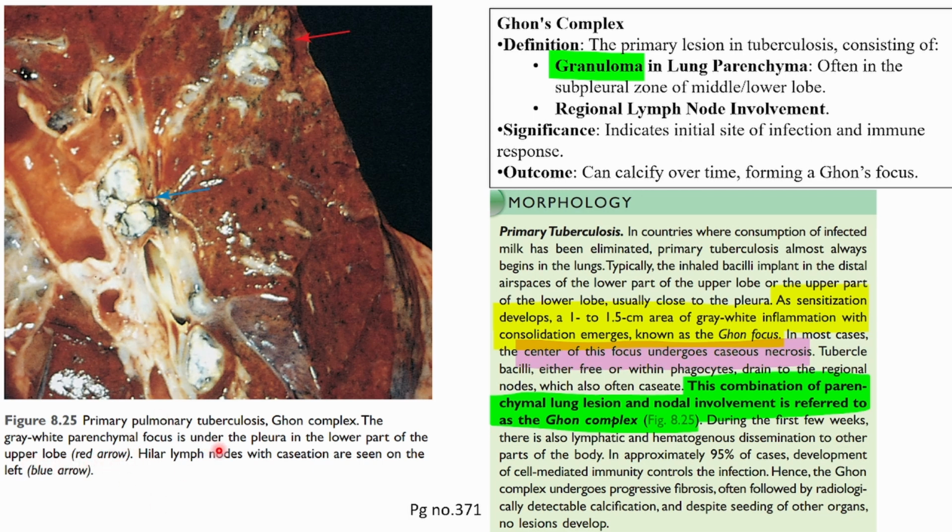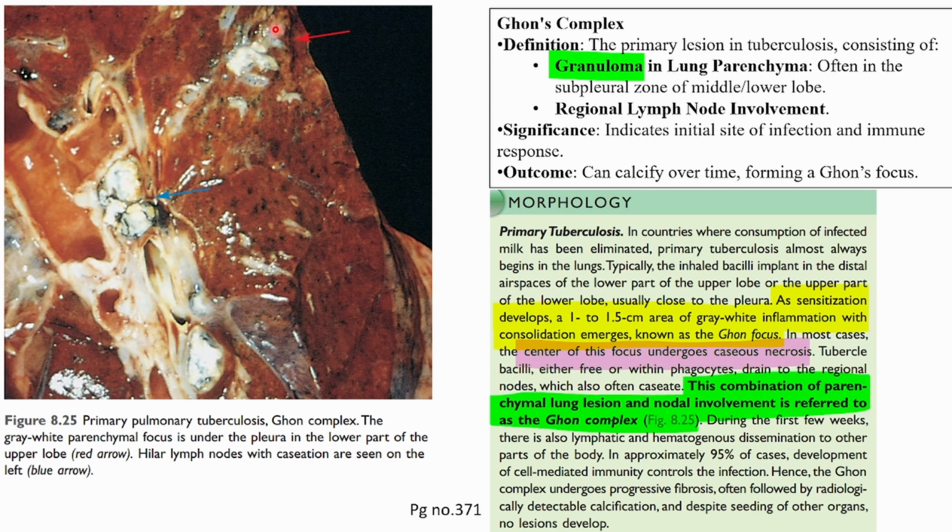It's called the hilar lymph node, and there is also involvement of the hilar lymph node with caseation, seen on the left, which is the blue arrow here. So you can see a white discoloration here. All these are Ghon's focus, and if this Ghon's focus is accompanied with the adjacent lymph nodes of the lungs, surrounding the lung there are many lymph nodes.